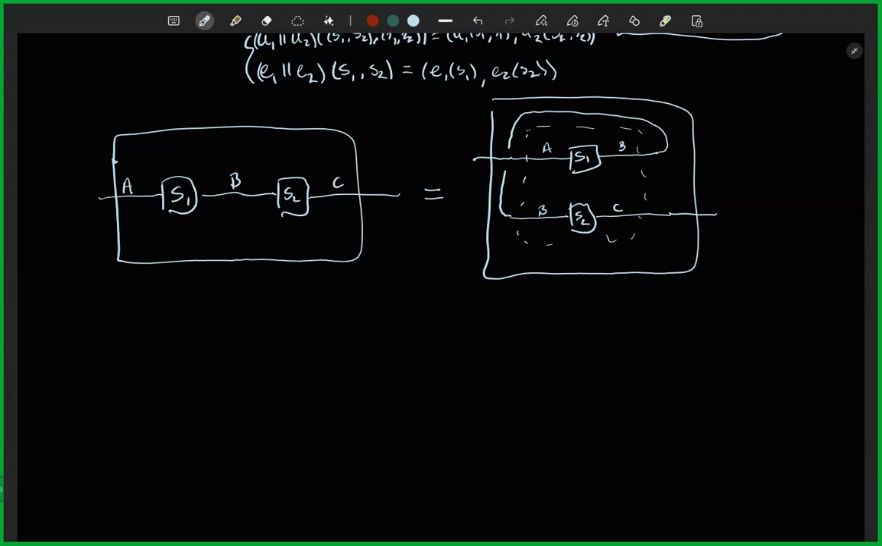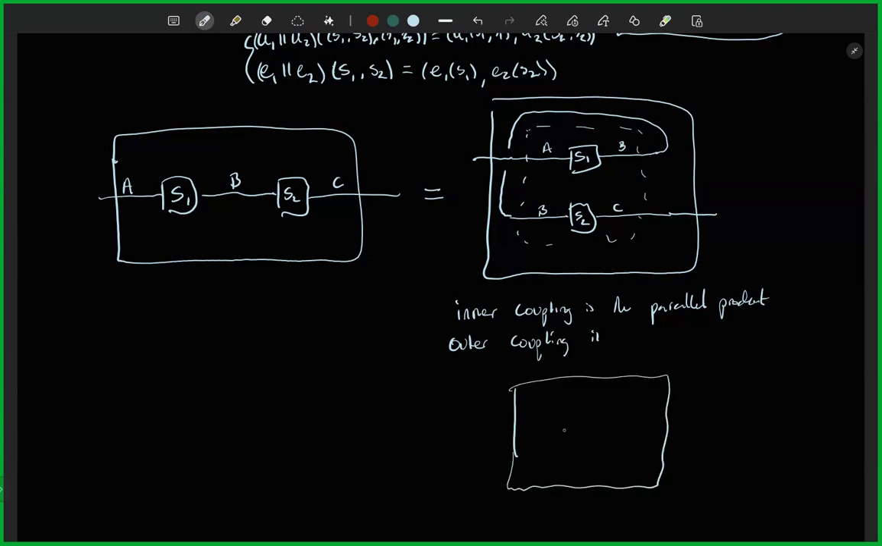So as you can see, this is the inner coupling, which is the parallel product. And the outer one is what I would call unary coupling. In other words, it just takes an in box.